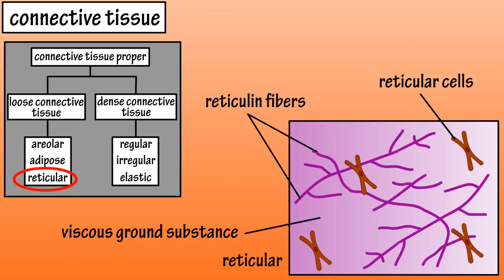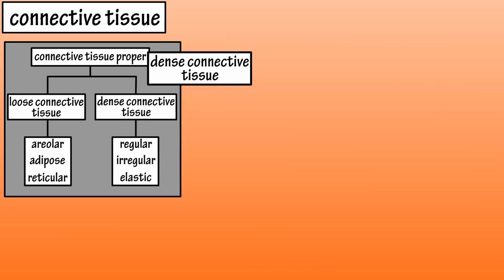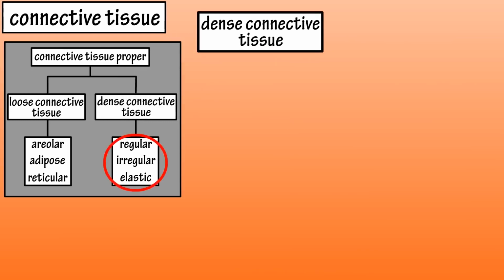Reticular connective tissue has a viscous ground substance with a branching network of reticulin fibers within it. Reticular cells and the fibers provide a supportive framework in the spleen, lymph nodes, and bone marrow. Now for dense connective tissue, which also has three main types.